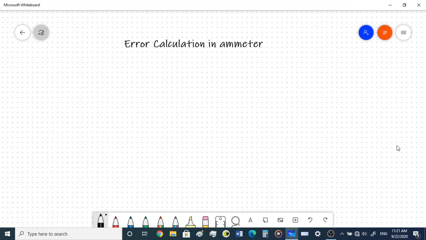In this video we'll be discussing the error calculation in ammeters. Previously we had seen how we can do the error calculation in Wheatstone's bridge in one of the previous lectures. So here we are going to apply the same logic in the case of ammeters.